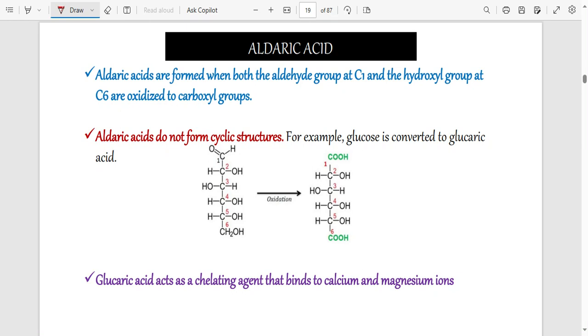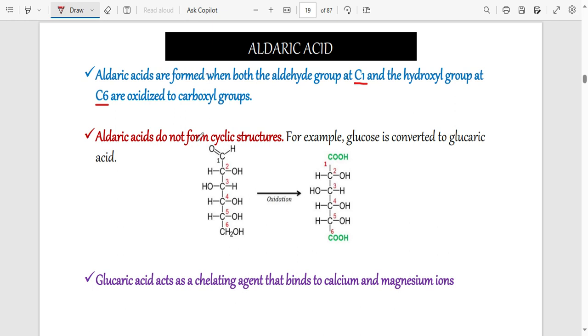The other type of derivative is aldaric. Please, this is not aldonic. The first one was aldonic, then we went to uronic. This is aldaric. There is no O, there is A. So aldaric acids are formed when both the carbon number 1 and carbon number 6 have been oxidized to carboxyl groups. In other words, it's a combination of aldonic acid and uronic acid.